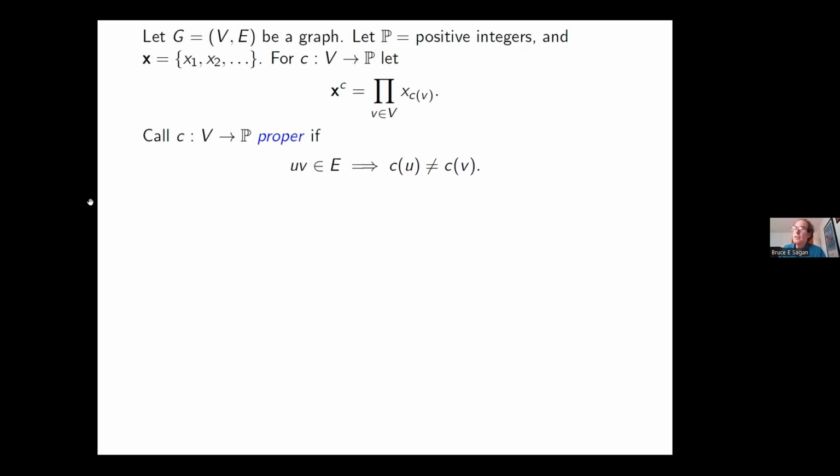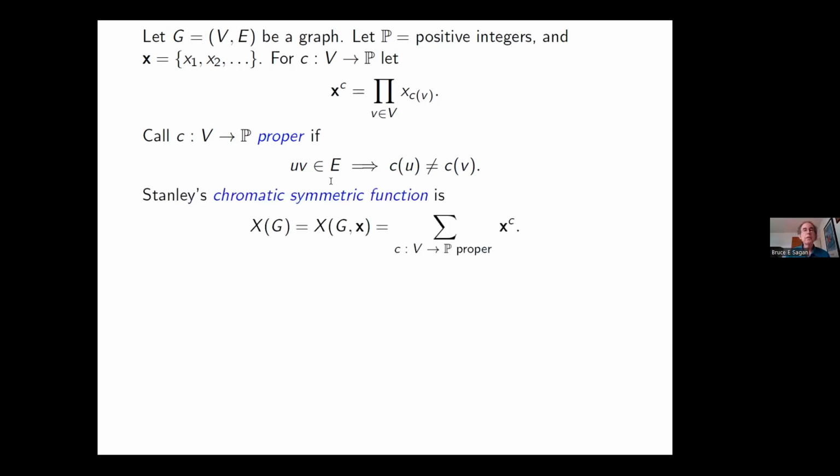And of course, as is often the case in graph theory, we're concerned with proper colorings, which are those such that if I have an edge uv, the colors of its endpoints are different. And from this, we get Stanley's chromatic symmetric function, X of G, or if I want to be more specific, X of G, boldface x. And it's just the generating function for all proper colorings using the positive integers, summing up all these monomials, one for each coloring.